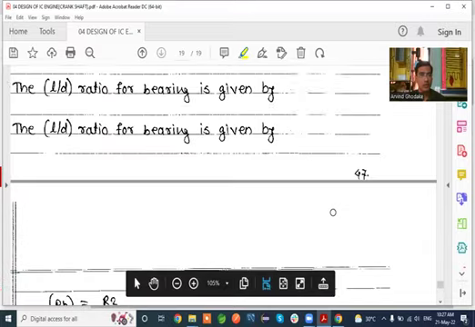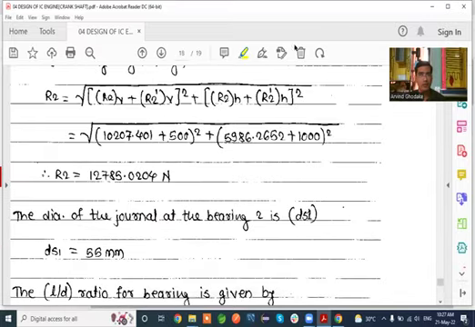So in this way, we can design the various components of the crankshaft and crank pin.